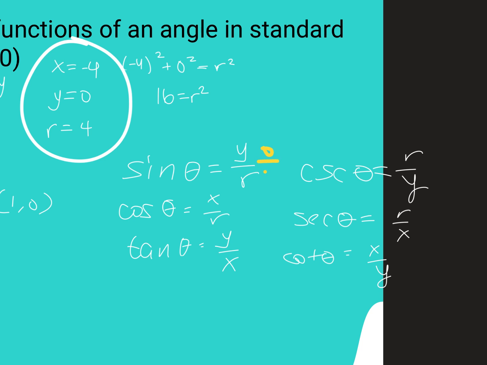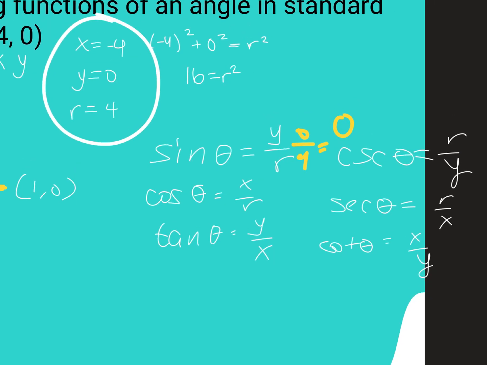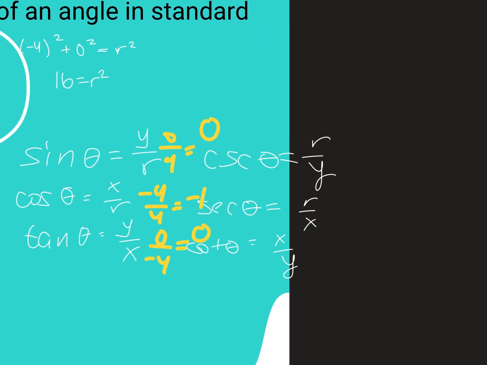0 over 4. What's 0 over 4? 0. If you use the ordered pair here of negative 1, 0, you would put 0 over negative 1 and still get what? 0. Okay? So let's come over here. Cosine. What's our cosine? X over R? Negative 4 over 4, which is negative 1. Okay? Tangent. Y over X. What over what? 0 over negative 4, which gives you 0.